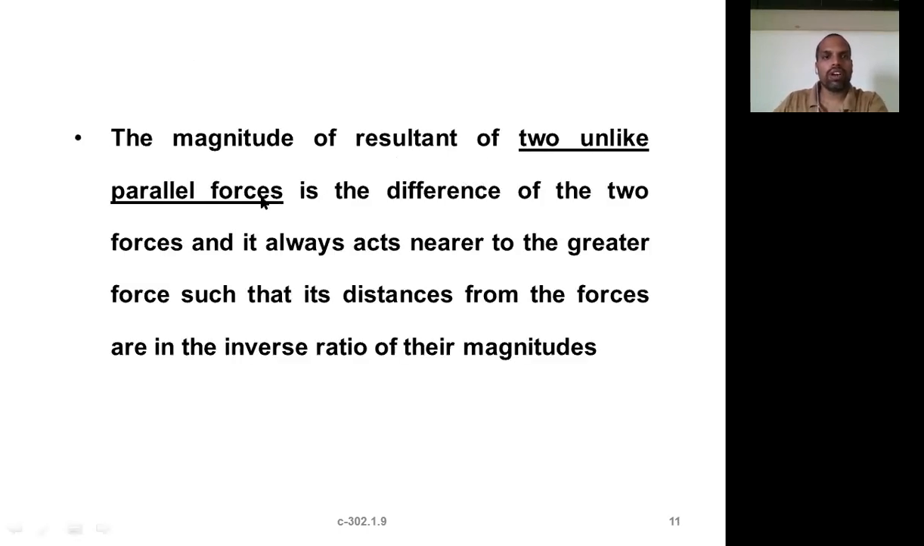The magnitude of the resultant of two unlike parallel forces is the difference of the two forces, and it always acts nearer to the greater force such that its distances from the forces are in the inverse ratio of their magnitudes. The distance is in inverse ratio, meaning that if it is a smaller force, it is far away; the smaller the force, the more the distance, and the larger the force, the less the distance. Okay, that's what it is.